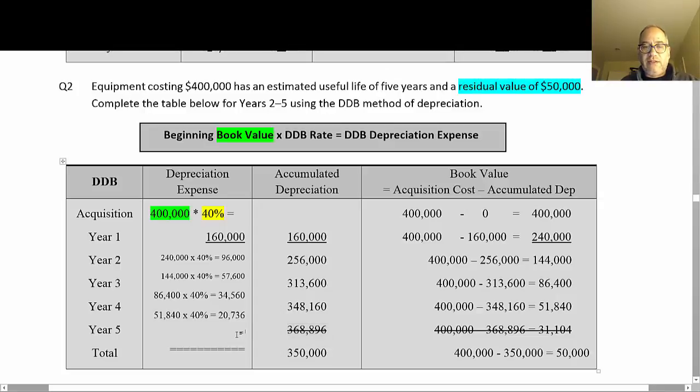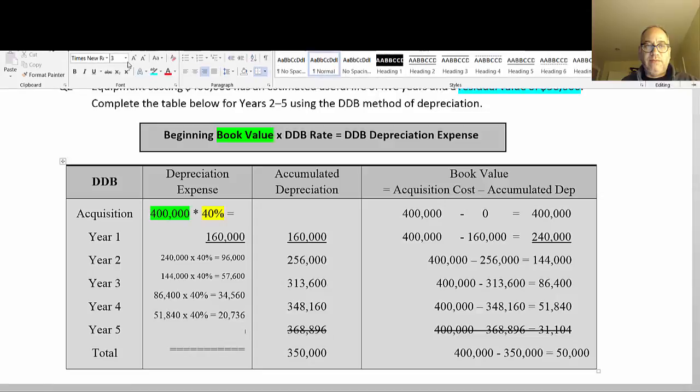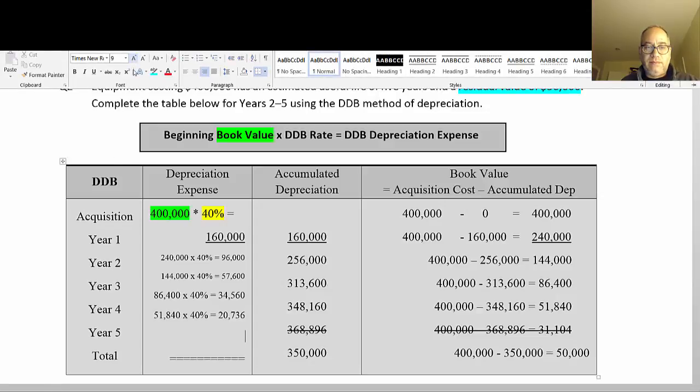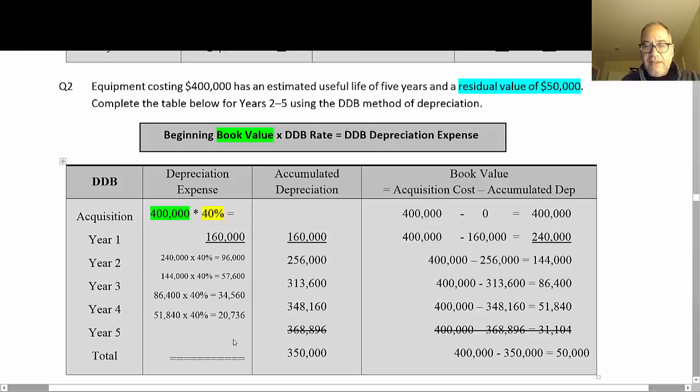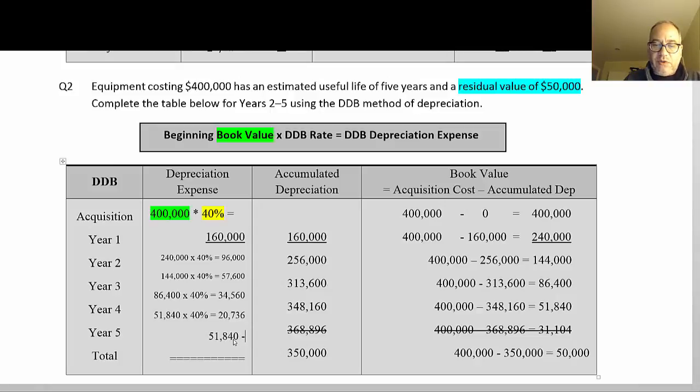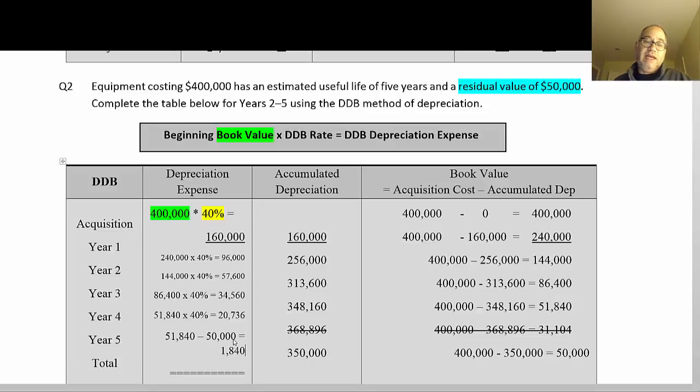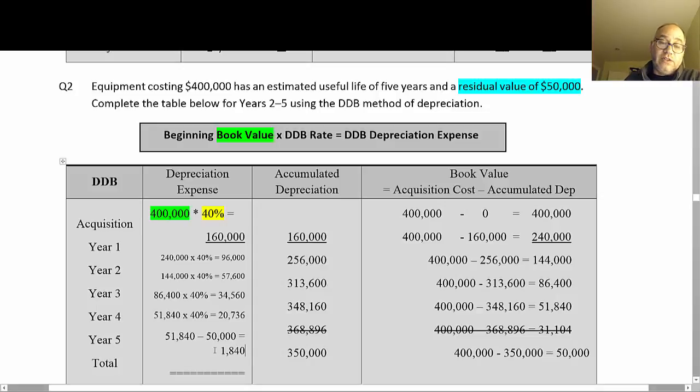So all I need to do to calculate depreciation right now is take the previous book value and subtract the salvage value that I want, and that would give me 1,840. So I just need to record an additional 1,840 in depreciation. That will boost my accumulated depreciation to 350,000 and bring my book value down from 51,840 to $50,000.